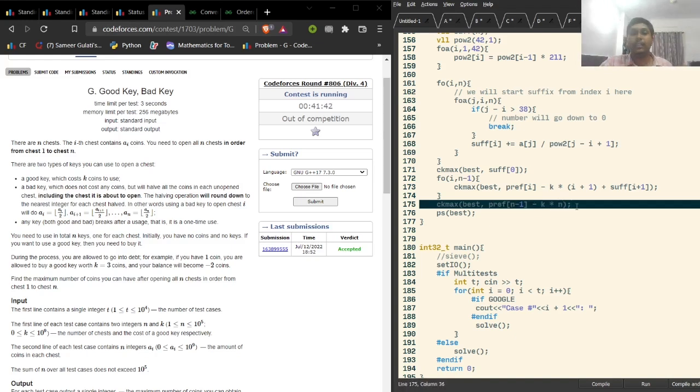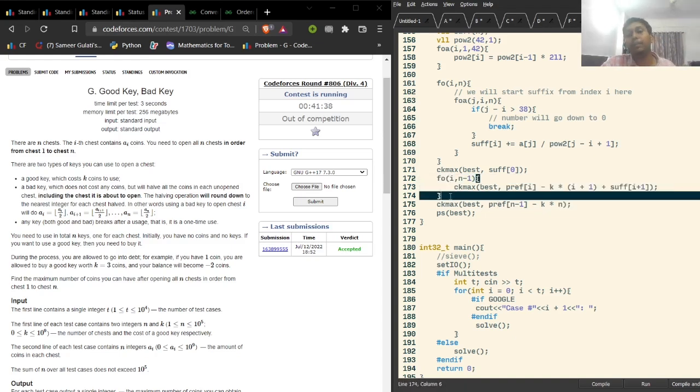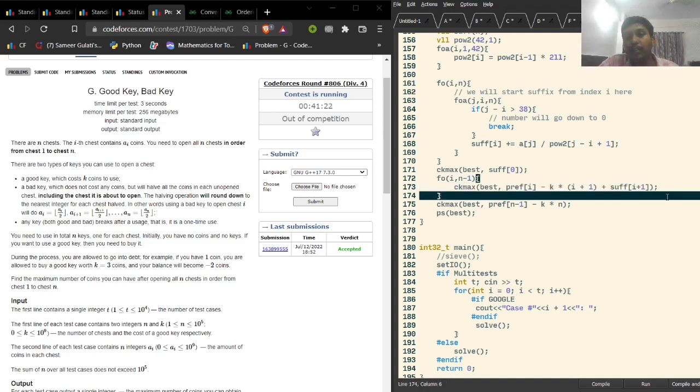And how to calculate the intermediate values? We iterate over all possible prefix values, and we will get prefix of i minus... So if you do prefix of i, you are basically using good key i plus 1 times, so you have to subtract k times i plus 1. And for all of the other values, you are going to get the suffix, so I will get suffix of i plus 1. If we compare all of these values and choose which one is the best, that is our final answer. That is how we solve problem J.